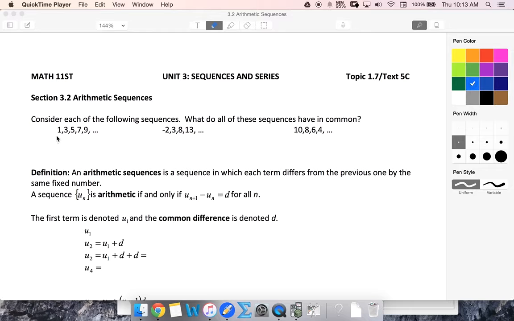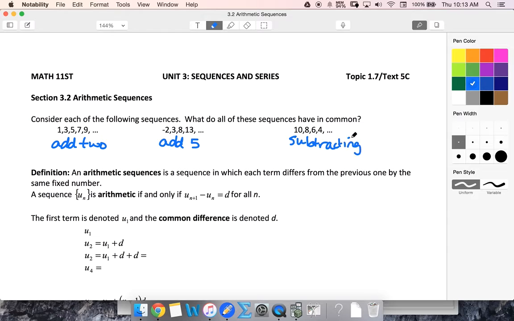So maybe you notice that this one, every time we add 2. Maybe you noticed in this one it's always going up by 5, so we're adding 5 every time. This one, maybe you noticed it's always going down by 2, so we're subtracting 2. But that's the same as saying that we're adding -2. So an arithmetic sequence is a sequence where every term differs.